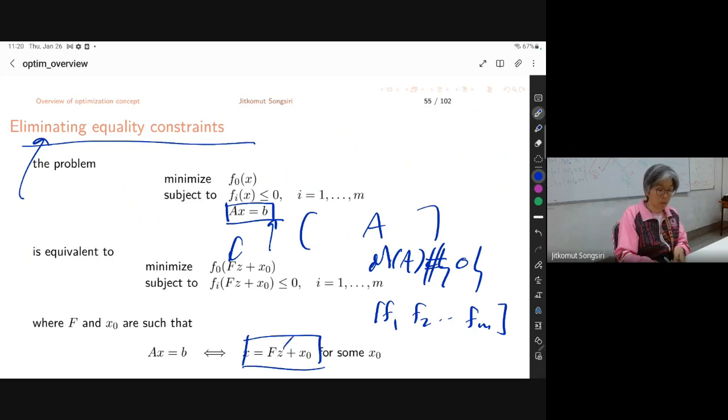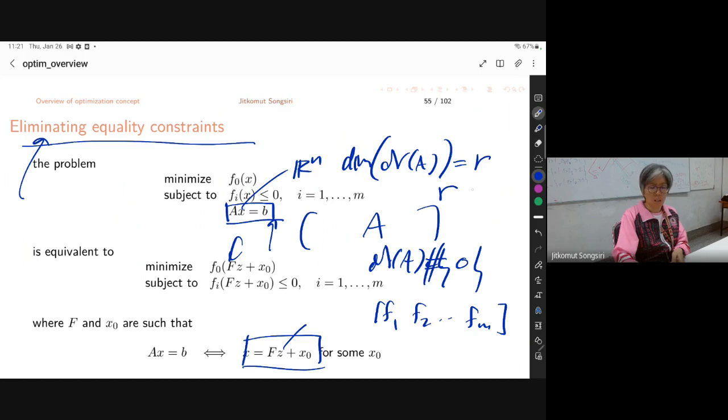And the dimension of z will be, if x is in R^n, and the dimension of the null space is r, how is r related to n? Bigger than n, equal to n, or less than n? The dimension of the null space of A.